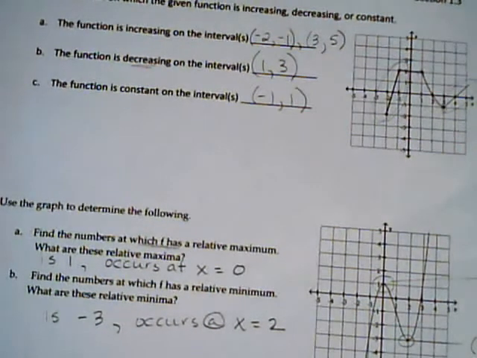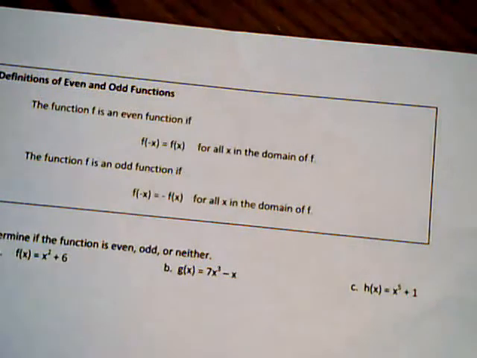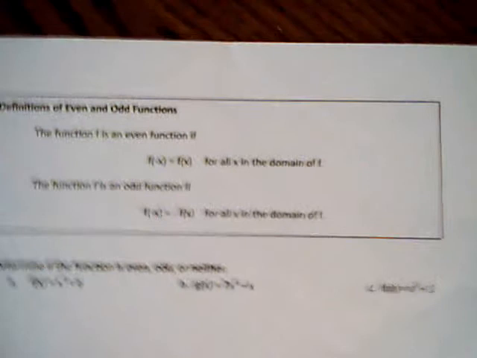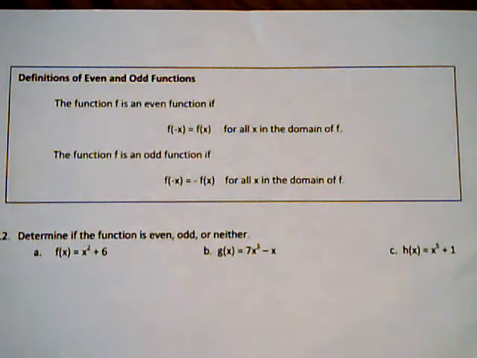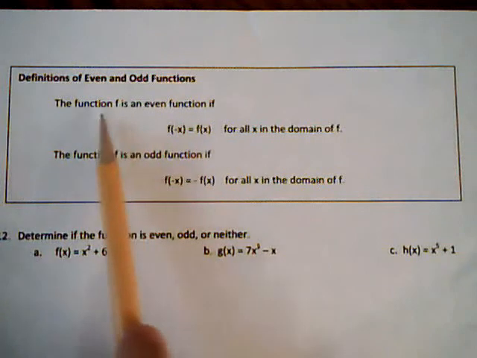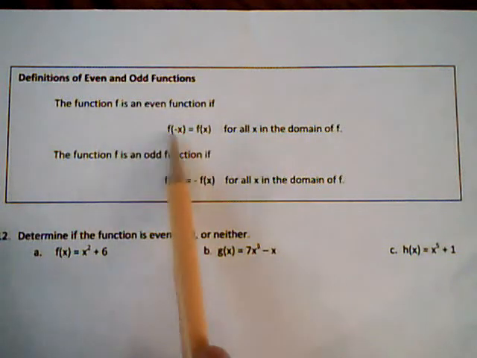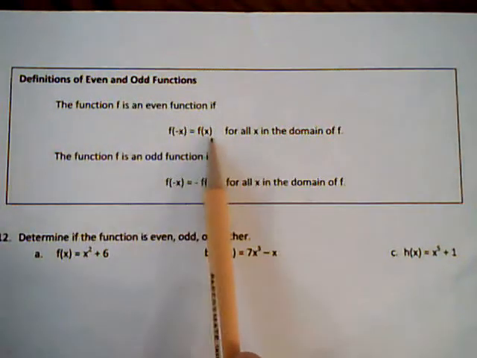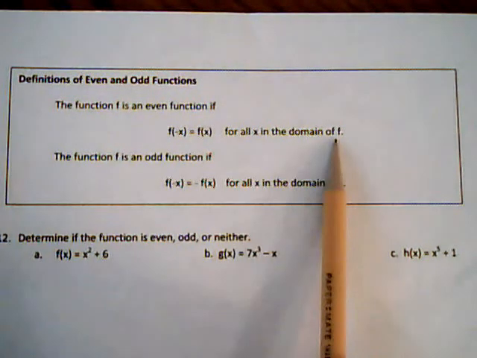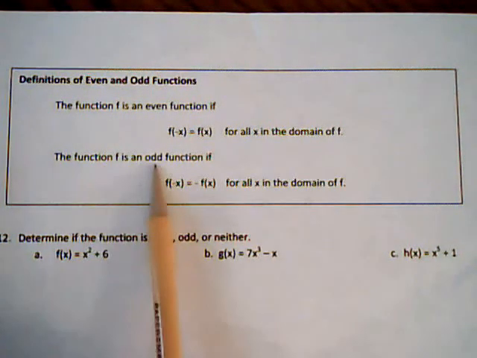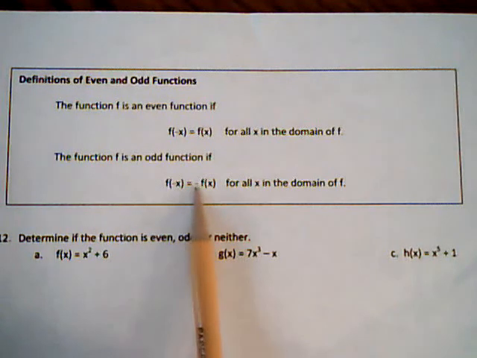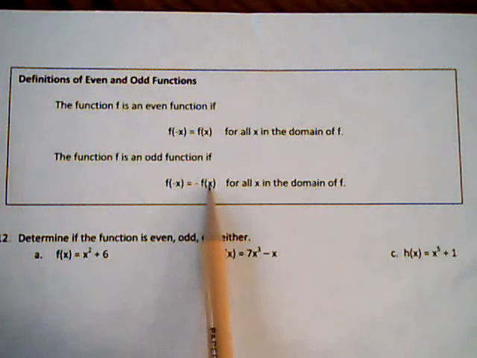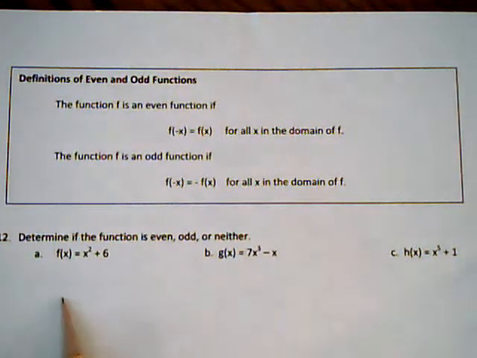One other thing from section 1.3 that we're going to cover is even and odd functions, something that we will use and talk about throughout the course. This is your definition for an even function. We say that the function f is even if f at -x is equal to f of x for all values of x in the domain of f. The function is an odd function if you evaluate f at -x and it equals the opposite of f of x.